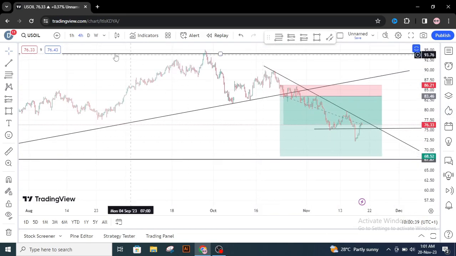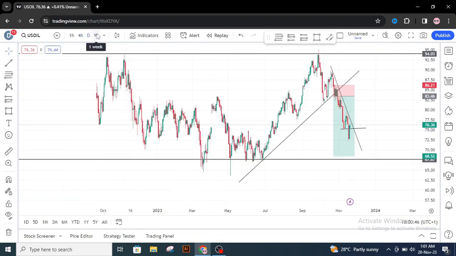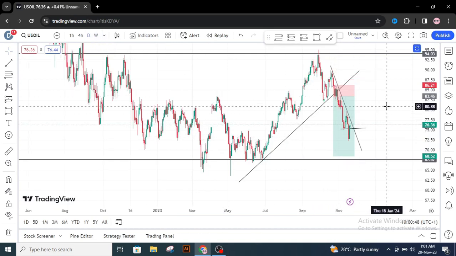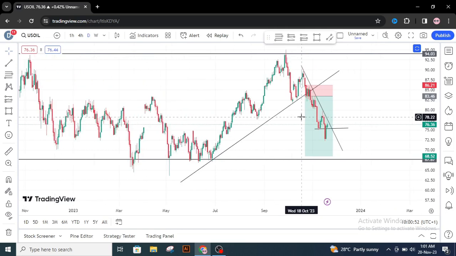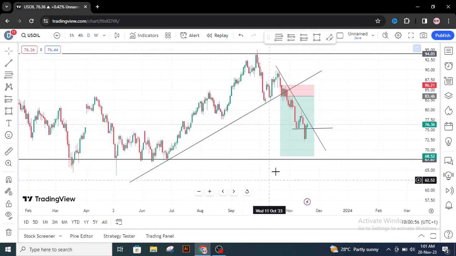Okay, so I traded crude oil as well. But let me show you what I saw before taking this trade. Okay, let me show you. This is on a daily time frame. Let me show you what I saw.